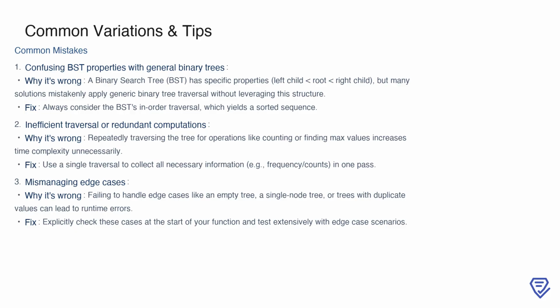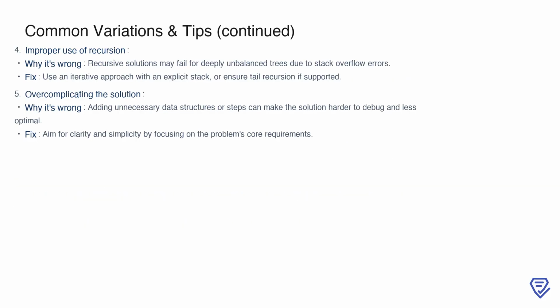In addition to these mistakes, improper use of recursion is another challenge to be mindful of. Recursive solutions, while elegant, can fail for deeply unbalanced trees due to stack overflow errors. To address this, consider using an iterative approach with an explicit stack. Alternatively, if the programming language supports it, ensure your recursion is tail-optimized to mitigate stack usage.